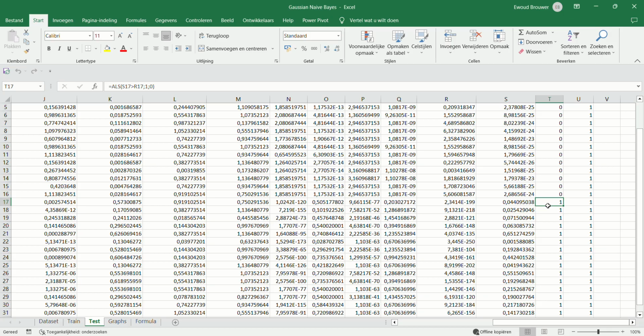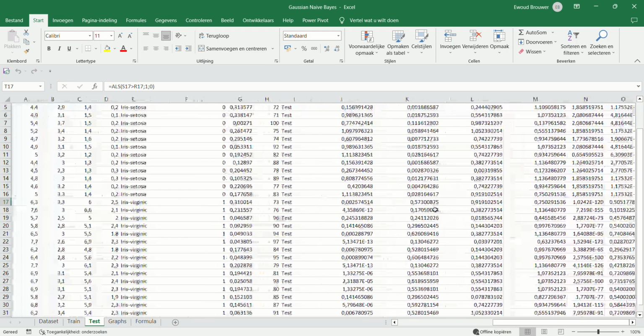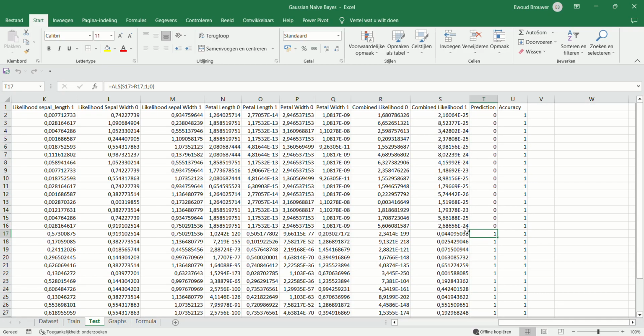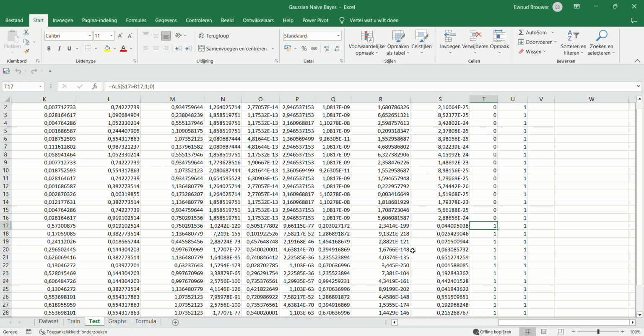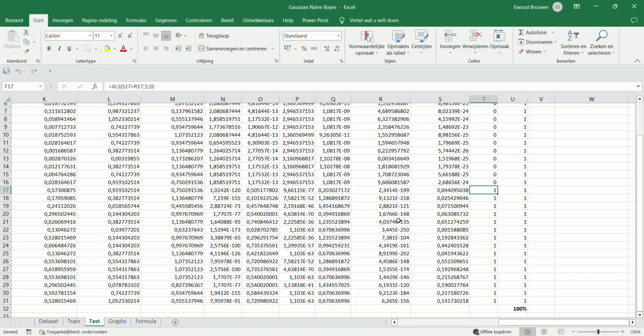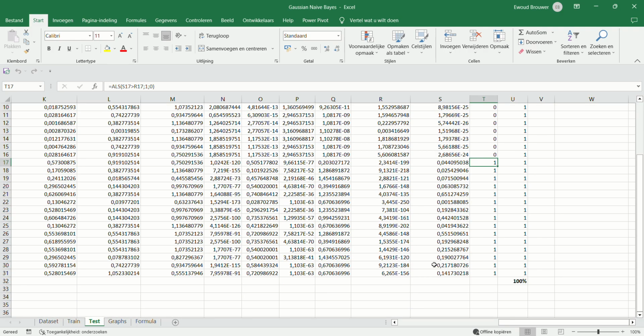And over here, when we change to Virginica, the algorithm classifies as 1, so as Virginica. So that's correct as well. And we achieved an accuracy of 100%.